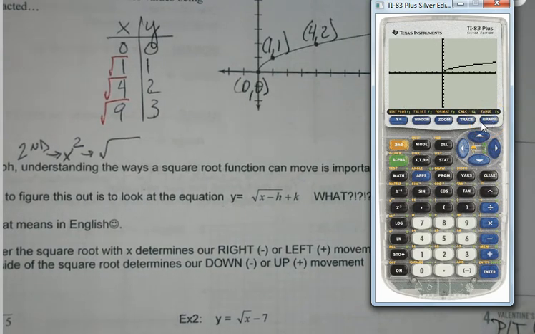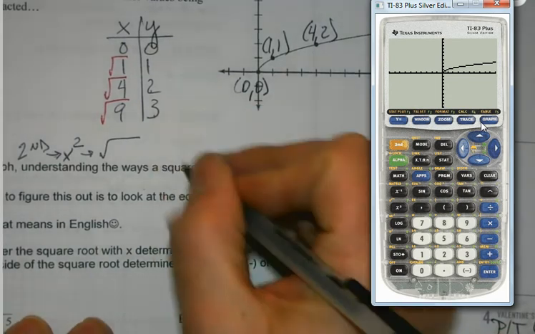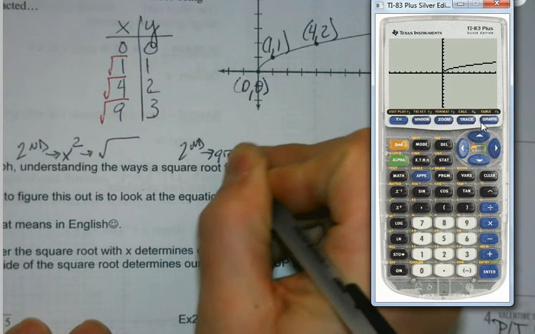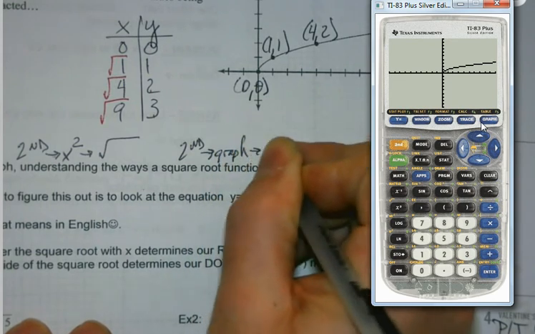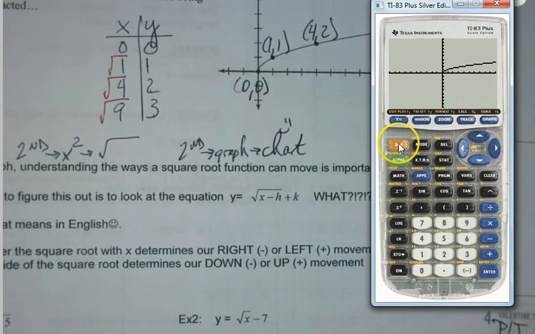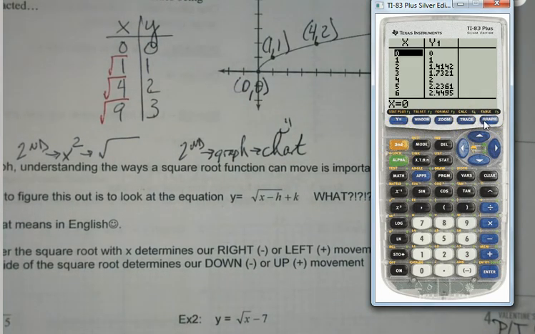Here's the thing that's cool about it, though, and it's going to make your life easy. If you want to see what numbers are involved in making that graph so we don't have to plug them all in and figure it out, if I hit second and graph, that's going to give me a chart. Now that's my friend in this. Second and graph, and you'll notice, okay, 0, 0, 1, 1.